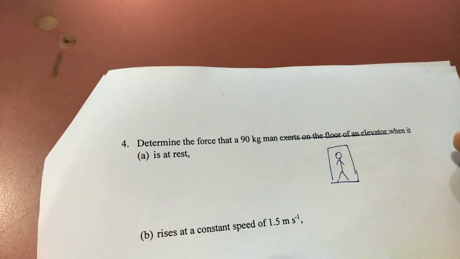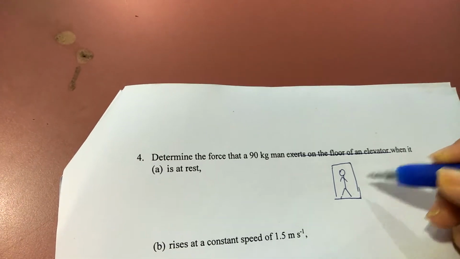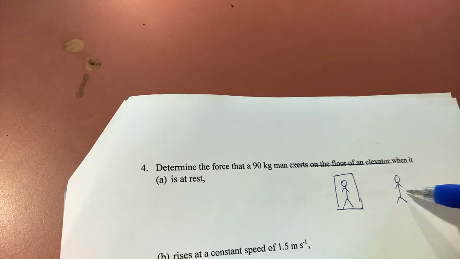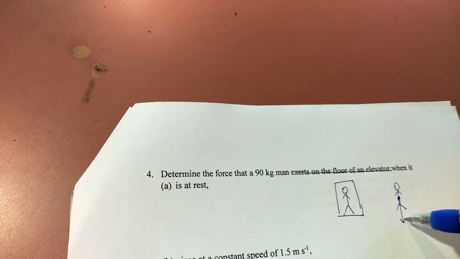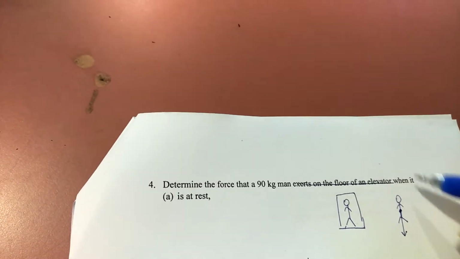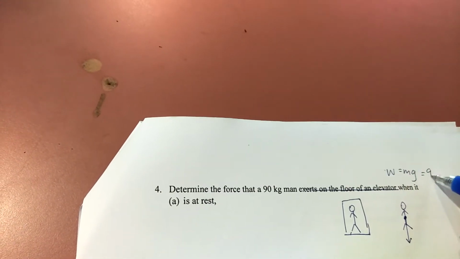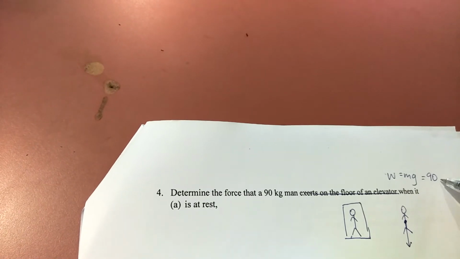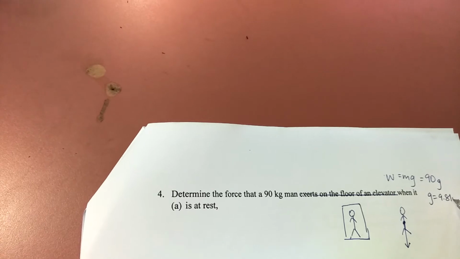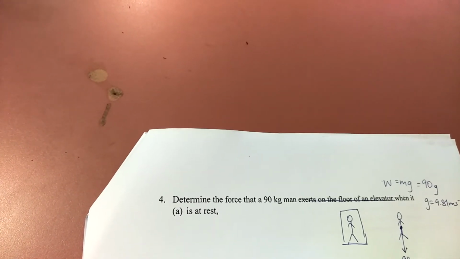For this one, we can have two free body diagrams. One is the man, the other is the elevator. So let's consider the man. There will be a force downward which is due to the weight of the man. We know that our weight W equals mg. The mass is 90 kg, so I will just put 90 g, where g is 9.81. So the weight of the man is 90 g.